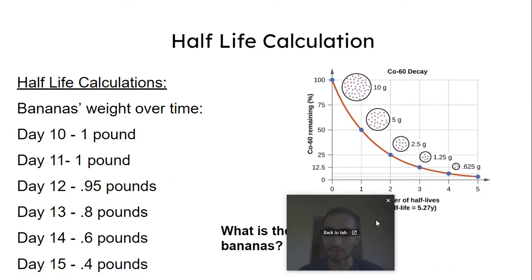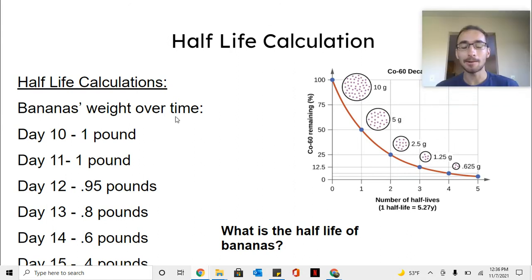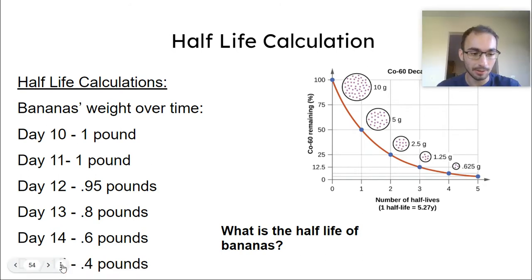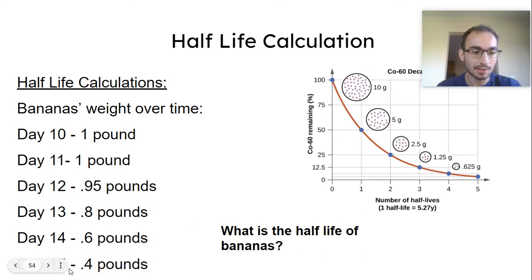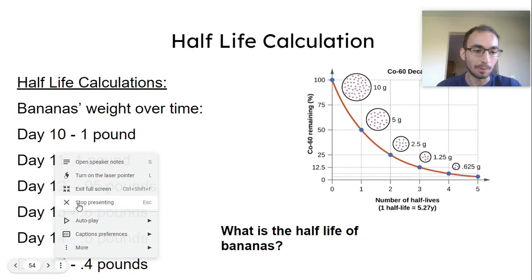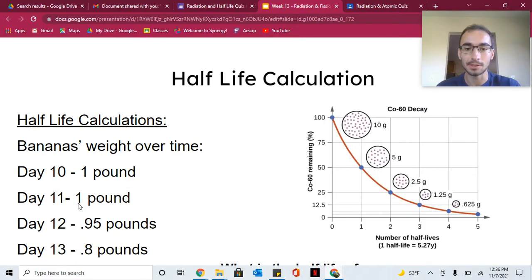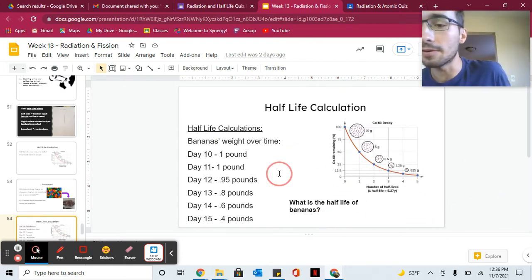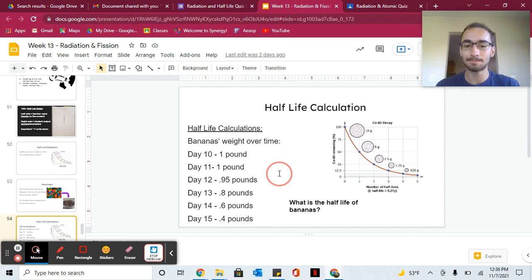Next, I have a half-life calculation for you. Here I have, you all know that bananas go bad pretty fast. So I have the time of the banana's weight by day. So I want you to figure out, based on my information here, when do the bananas hit their half-life? About how much time would you say do the bananas hit their half-life? Okay, try and figure it out. Pause the video now and figure it out based on my data.